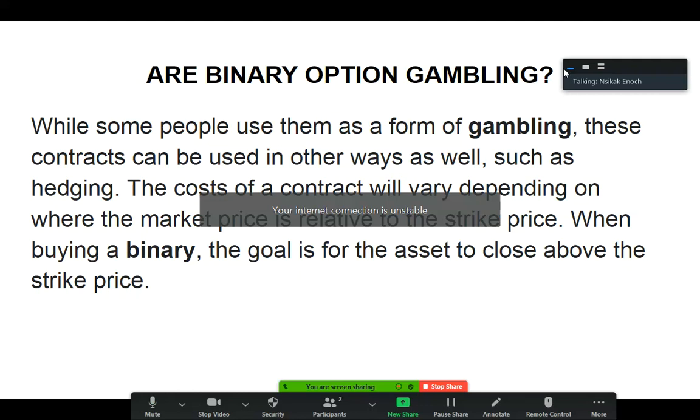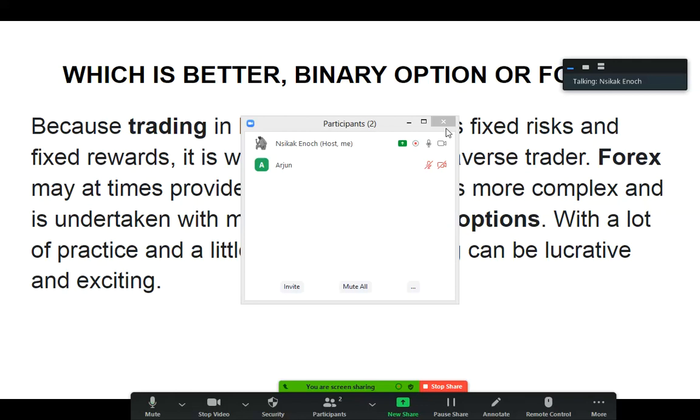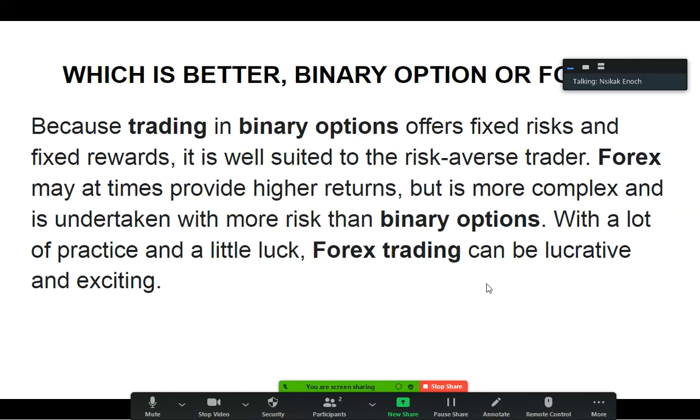You allow the price to close. If you are buying, you allow the price to close above your entry. If you are selling, you allow the price to close below your entry. So it somehow looks like gambling.